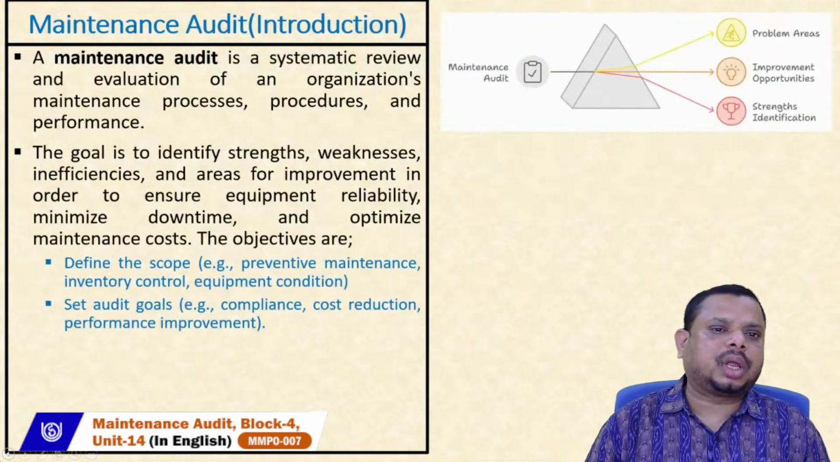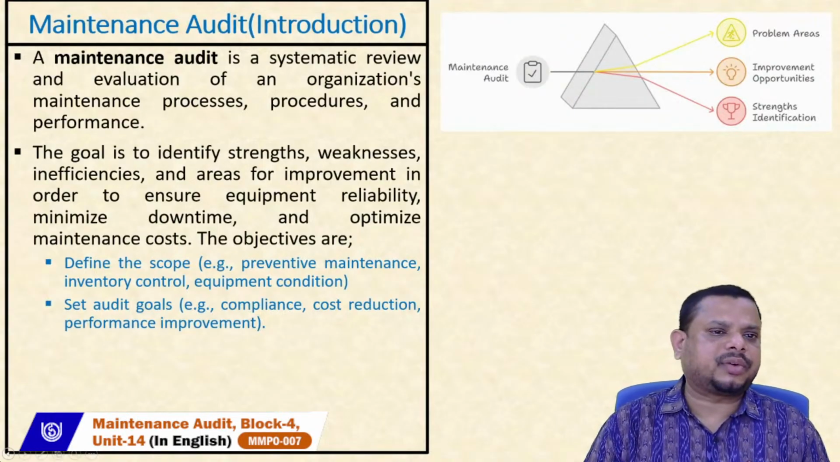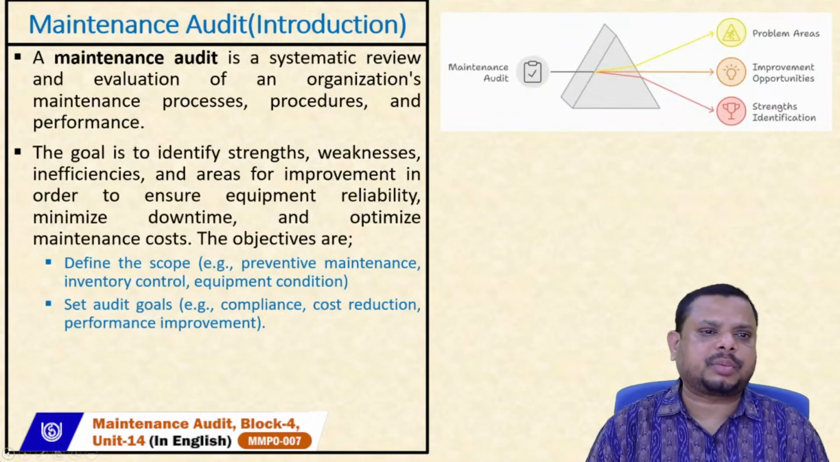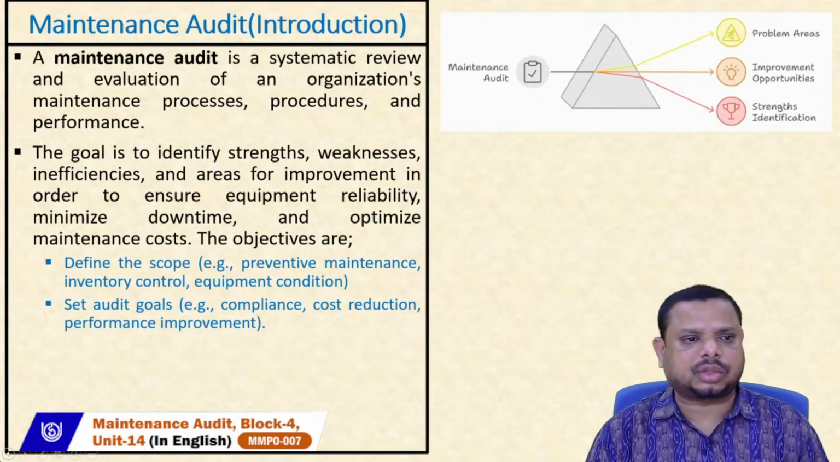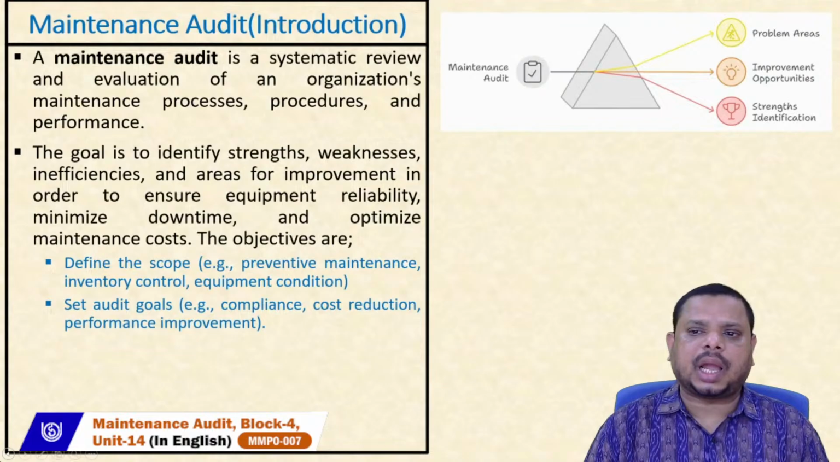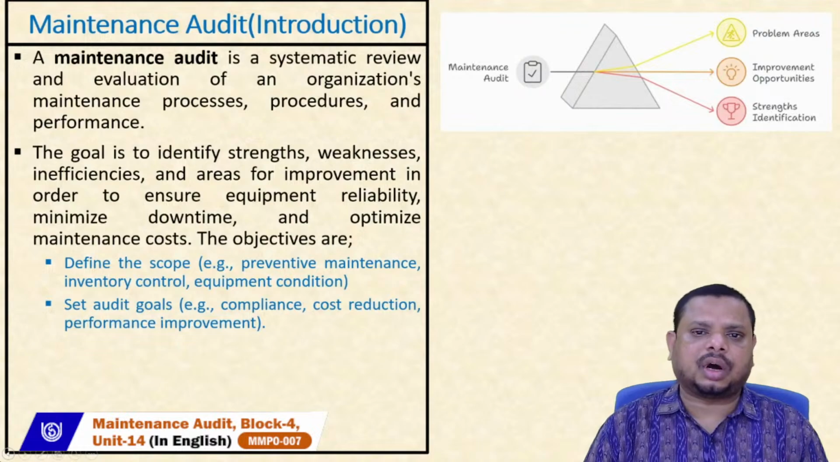Moving to the next one. As I told, today's session is dedicated to maintenance audits. So first we have to understand the basic concept behind maintenance audit. The next important part is to understand the importance of audit and different auditing processes with respect to maintenance audits. If you observe this particular image, maintenance audit is focused upon three parameters. The first is the problem area. The second is improvement opportunities. And the third most important part is strength identification. So these are the core areas of maintenance audit.